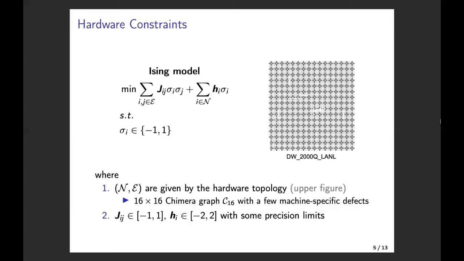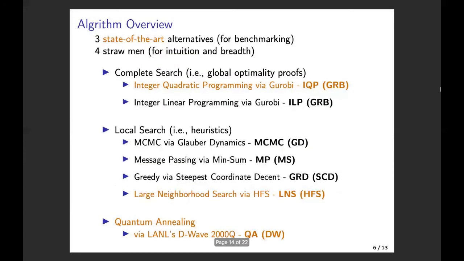Also, the hardware only supports coefficients J and H in specific ranges with some precision limits. This also limits the problems we can solve using the hardware. In this work, we select 7 algorithms for comparison. 3 of these algorithms are state-of-the-art, so we use them for benchmarking, while the other 4 provide intuition and breadth.